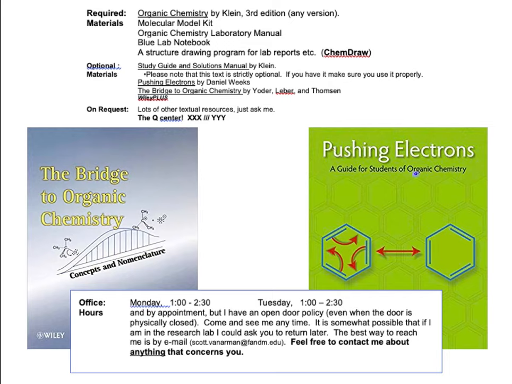Another text that you could purchase is called Pushing Electrons. Probably the most important thing that you should remember about Pushing Electrons is its title. Pushing electrons is a device or a language that we use in organic chemistry to show how bonds are made or bonds are broken or how electrons can be rearranged within a molecule. So it's a tool that we use to communicate that, and it's probably one of the most important things that you can learn in Chem 211.